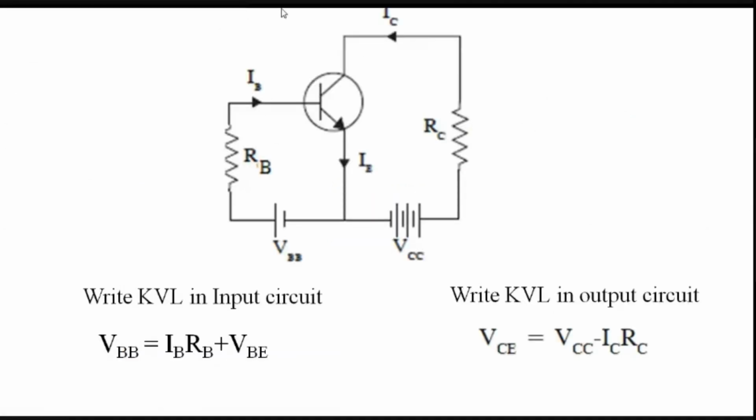Now we'll just see the KVL equations. Whenever I want to write my input voltage, it is nothing but the IBRB drop plus your VBE. Similarly at the output side, what is your VCE? This VCE is nothing but the voltage VCC minus this drop, which will give you your VCE. Or in other words, this VCE plus the ICRC drop will give you my VCC. Anyway, you can write it.